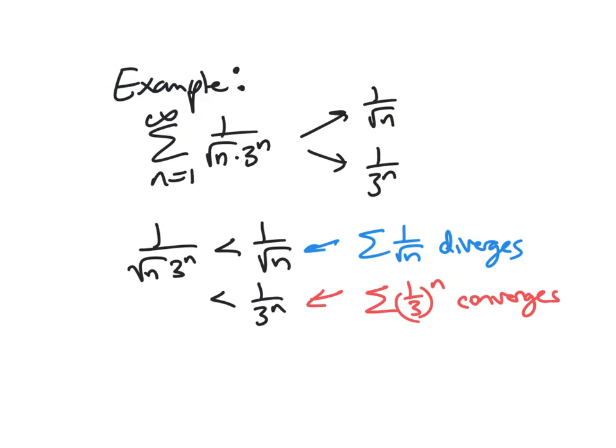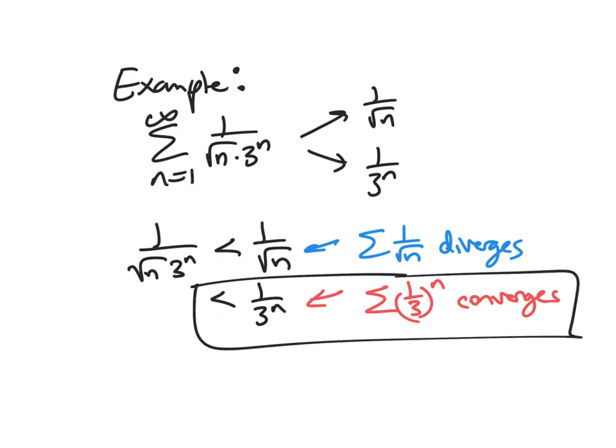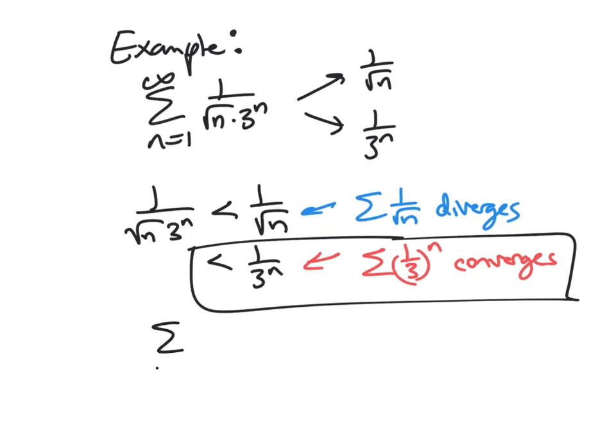So which one should we compare to? It seems like we're seeing different things, but again, being less than something that diverges is just inconclusive. So we want to compare to this one because we're less than something that converges, and thus this must also converge.